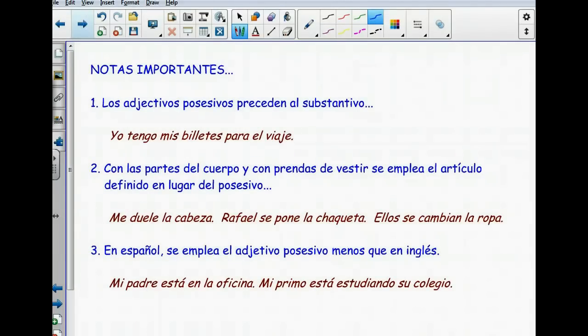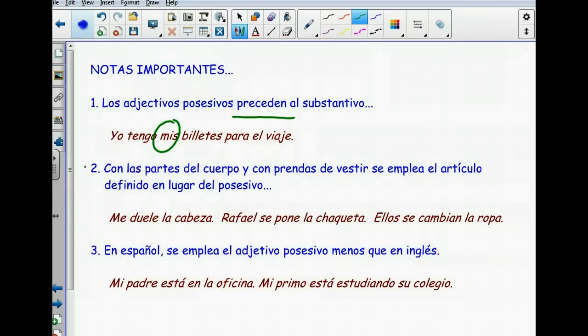So, notas importantes about the short ones. ¿Cuáles son algunas cosas importantes? Uno, los adjetivos posesivos preceden el sustantivo. That means they come before the noun. We know that. Yo tengo mis billetes para el viaje. This is important because when we compare them to the long form ones, it works differently.